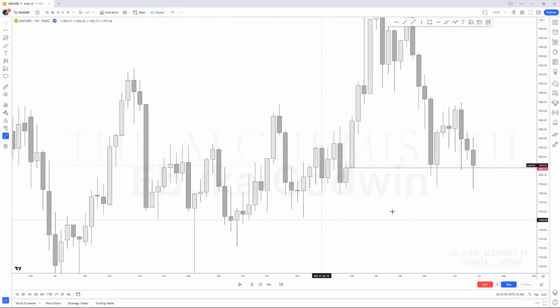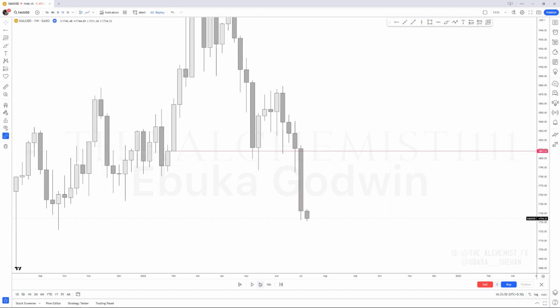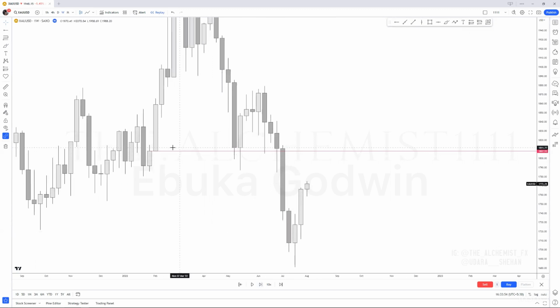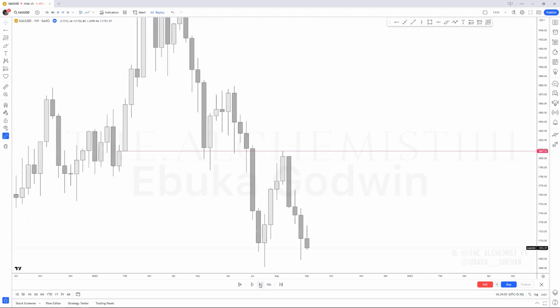So once a support is broken, at this point, if I put the replay tool here, at this current moment, this zone is a support, right? That is why the market kept closing above it. But once it's broken, it turns into a resistance. So what happens? There it goes, steps, and then it starts to drop.